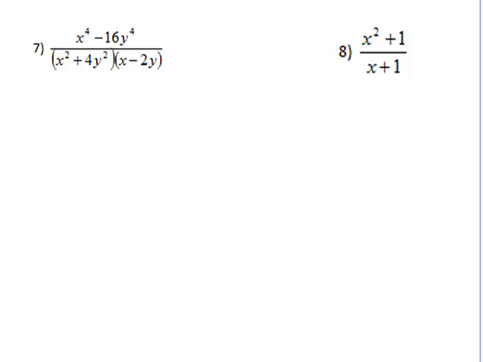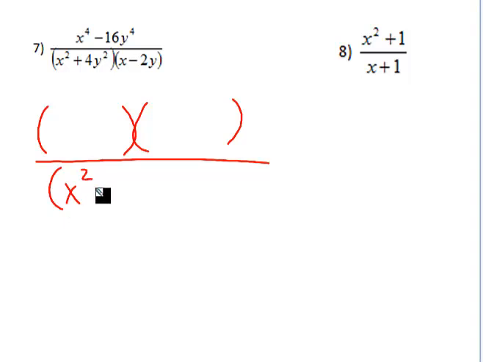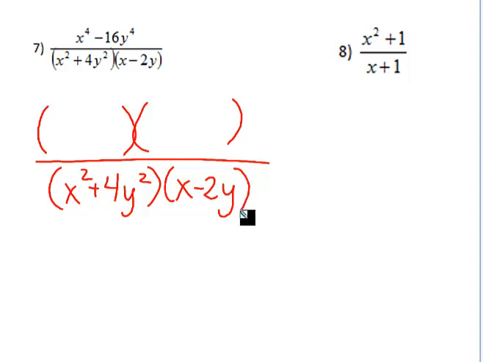Are our first term and our last term both perfect squares? X to the fourth and 16y to the fourth. Are those both perfect squares? Yeah, so that means we can do the difference of squares. So what would the first two terms have to be to give us an x to the fourth? X squared, yep.